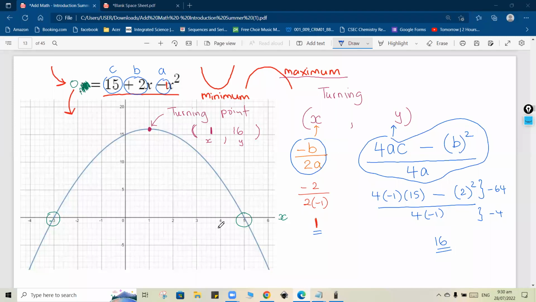Now, another thing you have to note is the shape of the graph, okay? Whenever you have a graph, you're going to get either a rainbow shape, that's the maximum, or a minimum. Now, there's an easy way to predict the shape of the graph, a really, really easy way. You just have to look at the value of A. Anytime A is positive, you will get a smiley face. But anytime A is a minus value, you will get a rainbow shape.